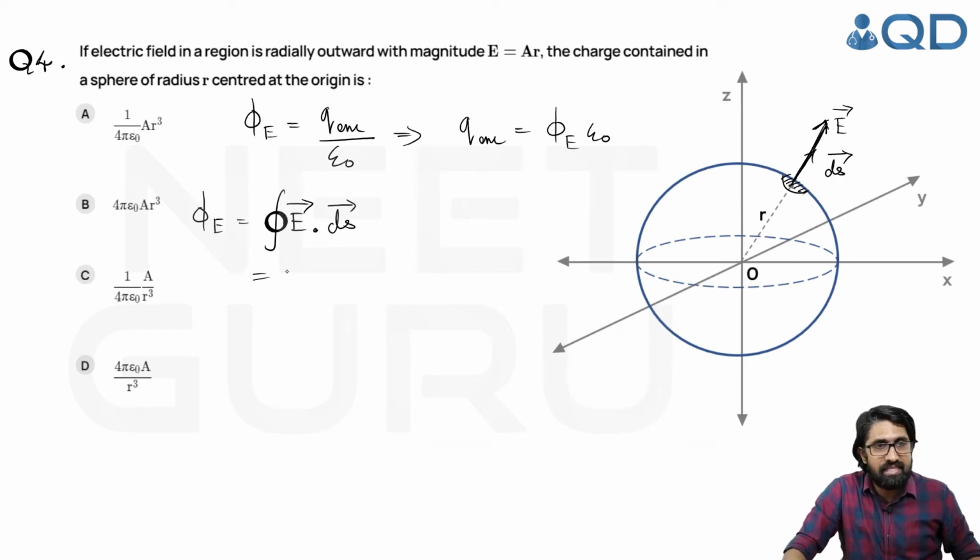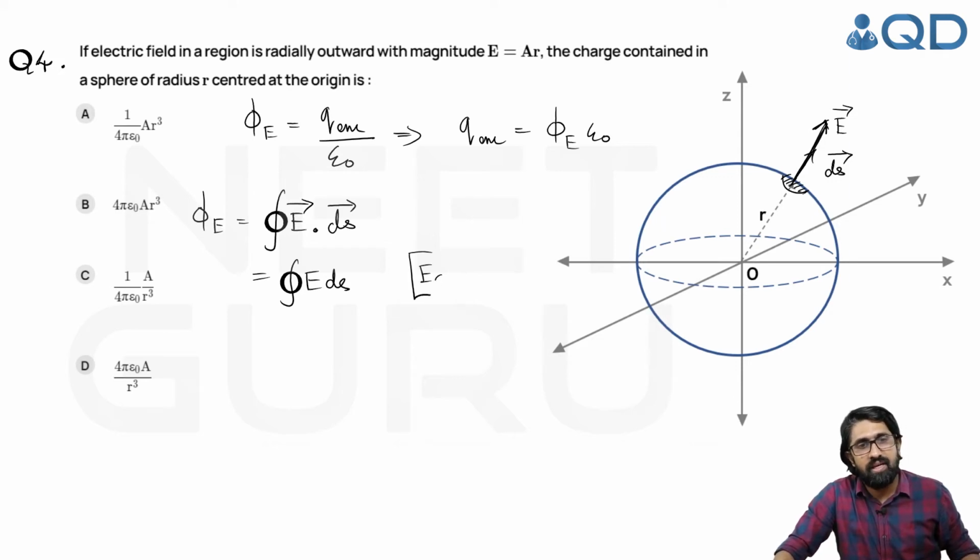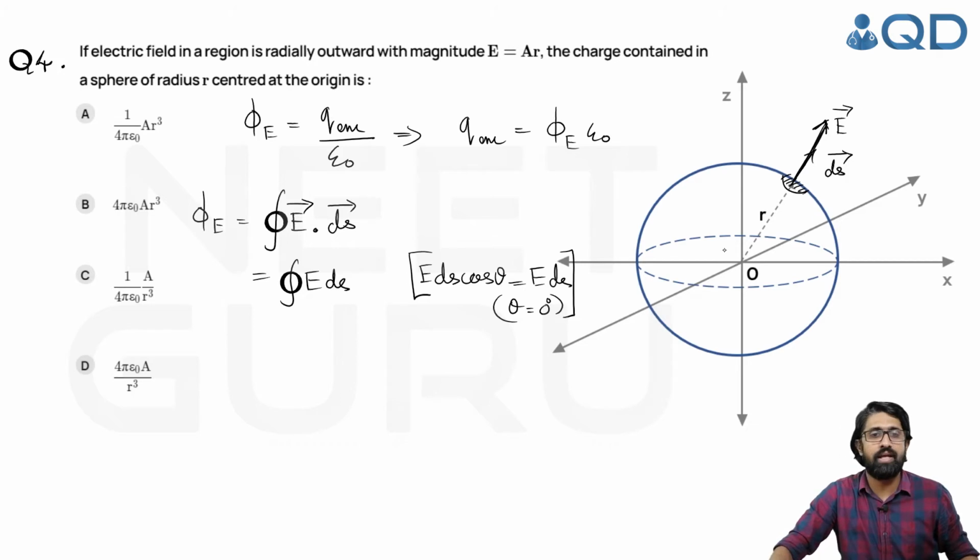And in that case, I can say that this here would become closed surface integral E ds, because you know that E ds cos theta, which is actually E vector dot ds vector, will be simply E ds, where theta is equal to 0 degrees. And that is true for all points on the surface of this sphere.